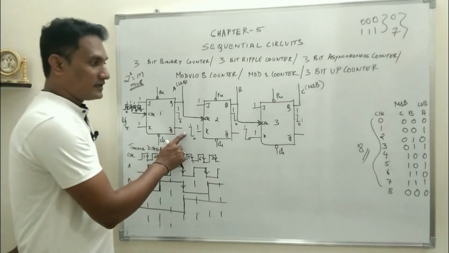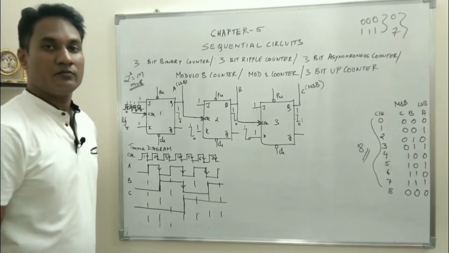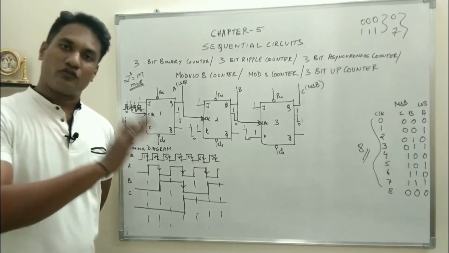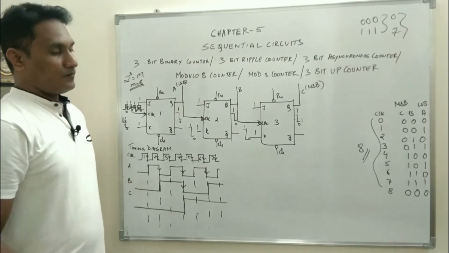So you have to draw the circuit, explain 2-3 conditions, write the truth table, draw the timing diagram. You will get 4 marks for both the questions, whether it is 4-bit or 3-bit.